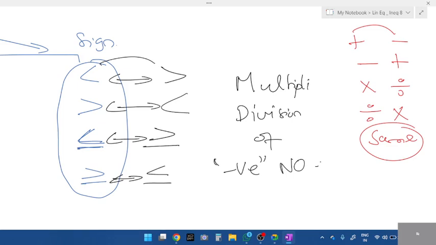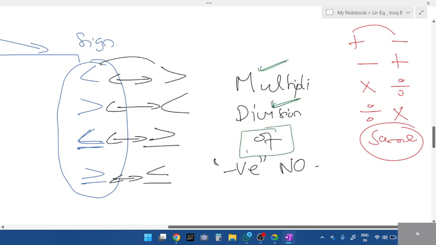Okay, in inequation, the signs will change. When will the signs change, students? All of you respond. For multiplication and division, right? Division of what kind of numbers? Of negative numbers. Is it clear?